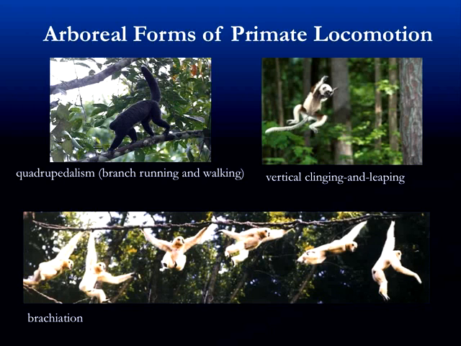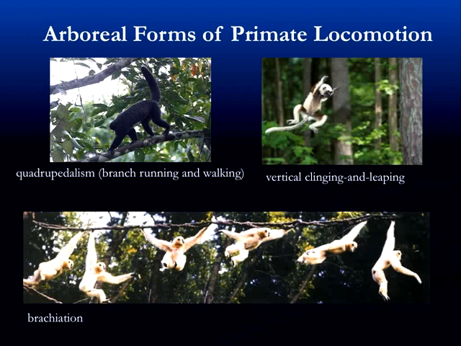And a couple of different types of primary movements are quadrupedalism, which you find on the ground and in the trees, and it's a little bit different in each. In the trees it's also known as branch running and walking. That's another term for arboreal quadrupedalism. Brachiation is shown here. This is a time-lapse photograph of a gibbon swinging, and you'll see that in real life much quicker than that.